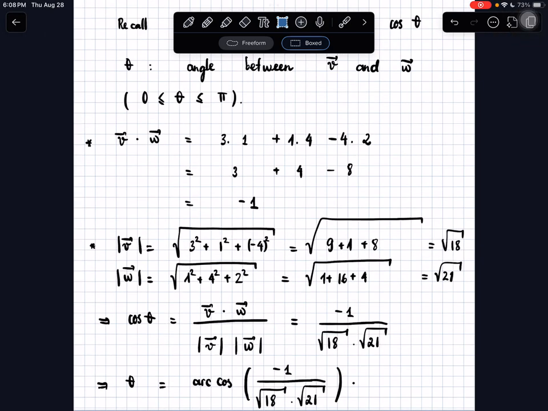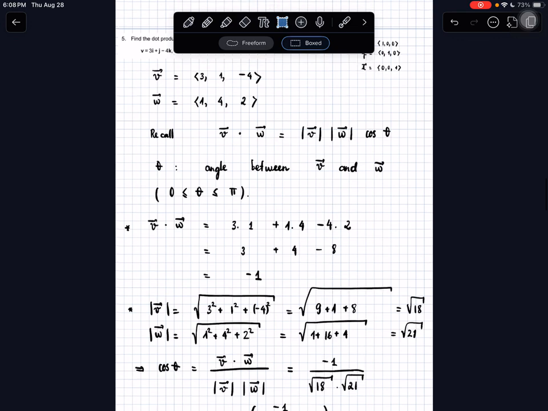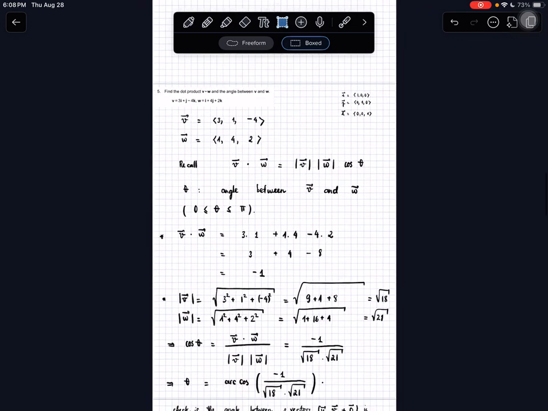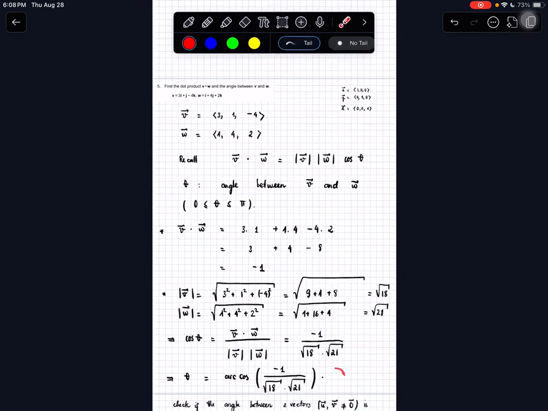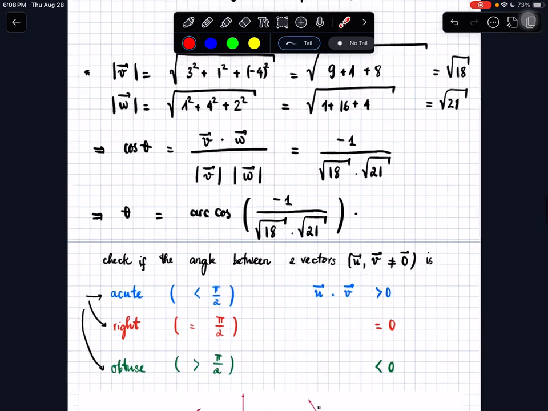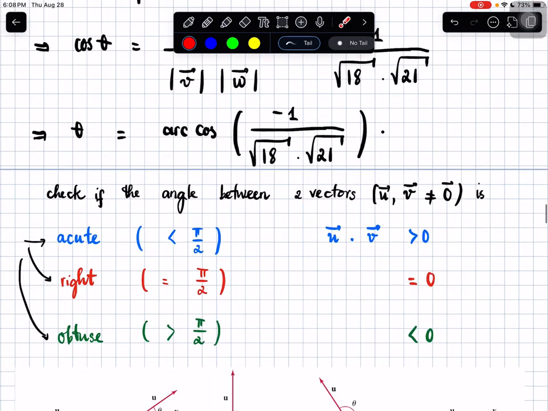So that is how we compute the angle between two vectors. So here's the angle between two vectors v and w. And using the dot product, we can check if the angle between two vectors is acute, right angle, or obtuse, without even needing to compute the whole thing.